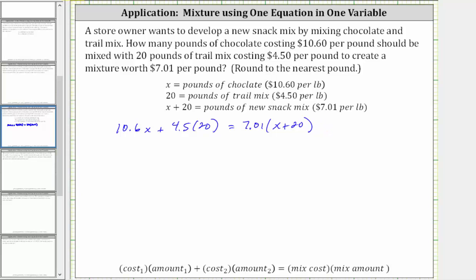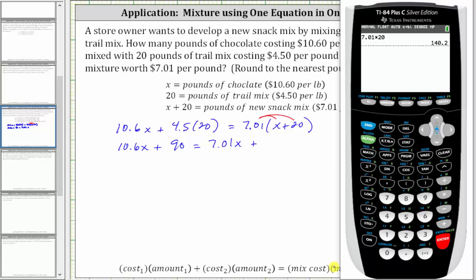For the first step, we need to find this product on the left and then distribute 7.01 on the right. This gives us 10.6x plus 4.5 times 20, which is equal to 90, equals on the right side, distributing 7.01. 7.01 times x is 7.01x. And then we have plus 7.01 times 20, which is equal to 140.2.